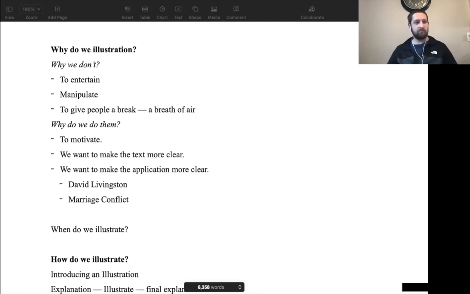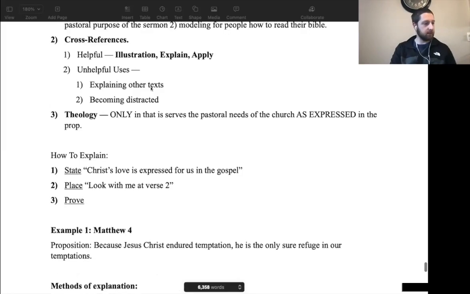What's the difference between illustration and example? An illustration and an example. Did we use that in our explanation?